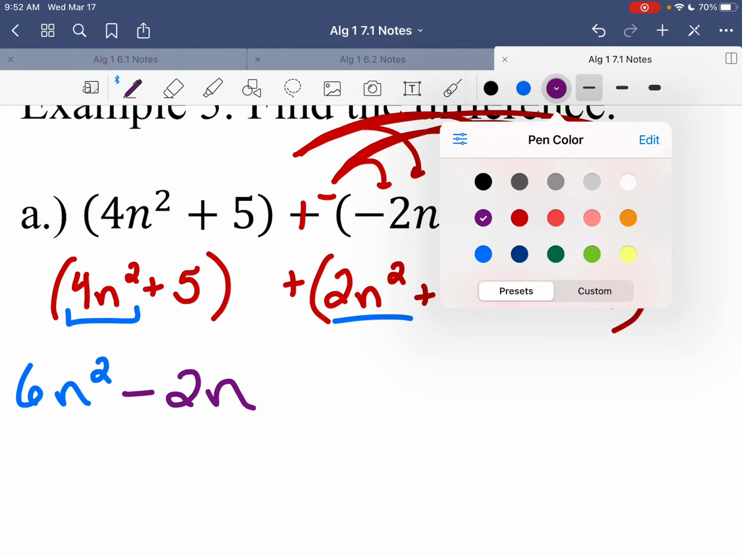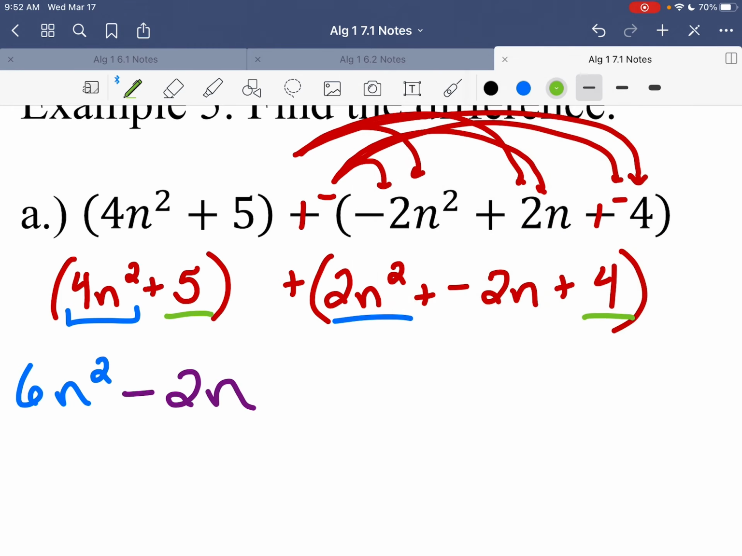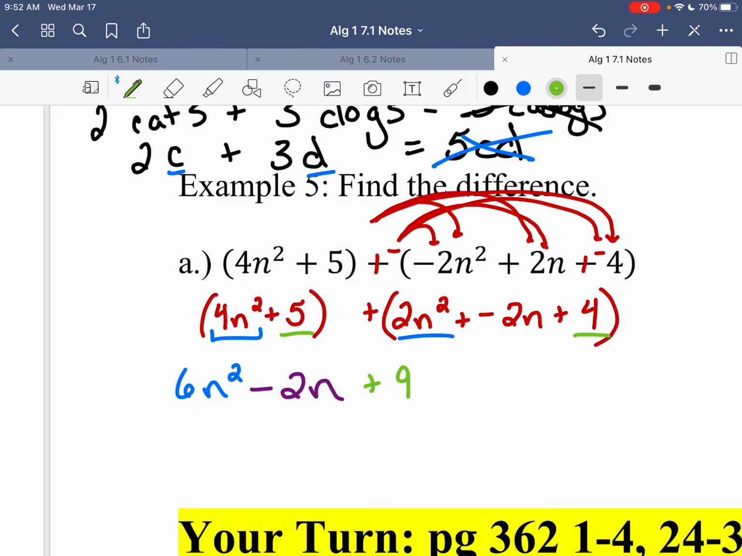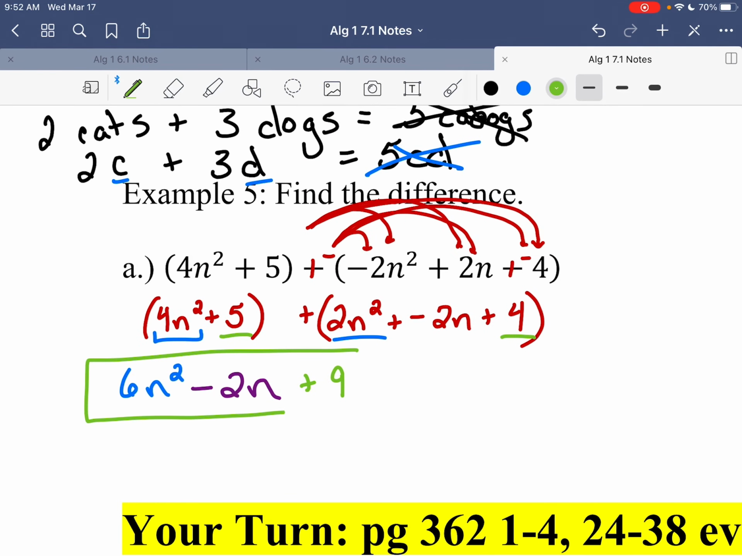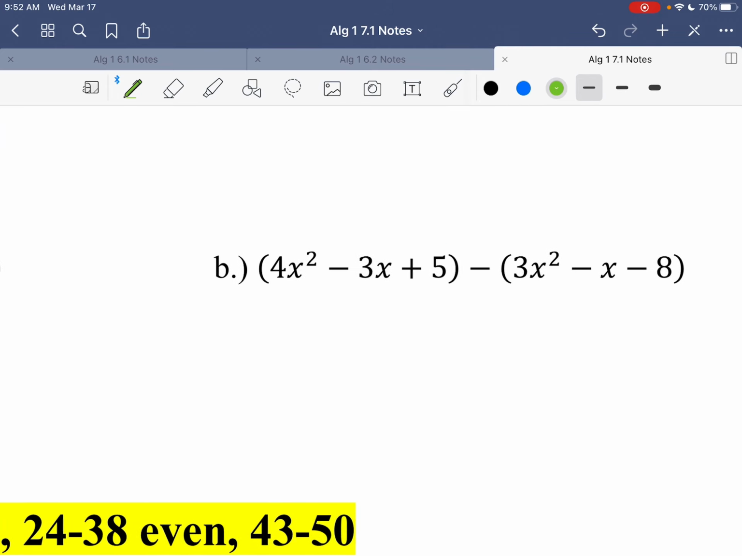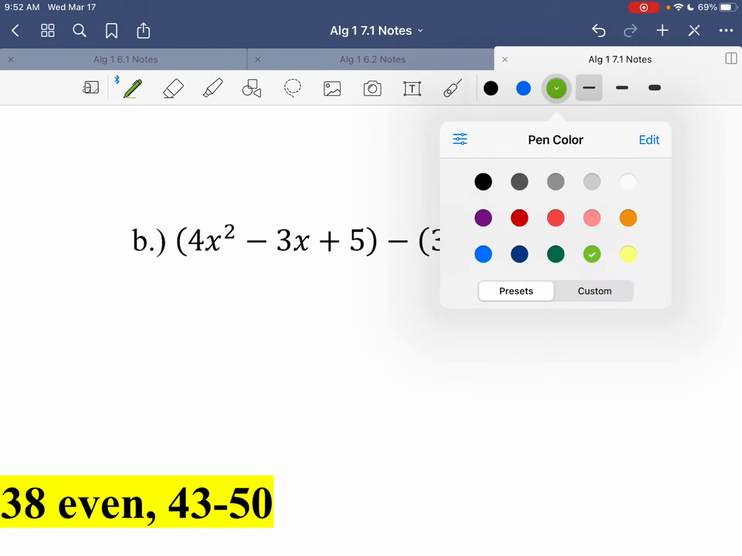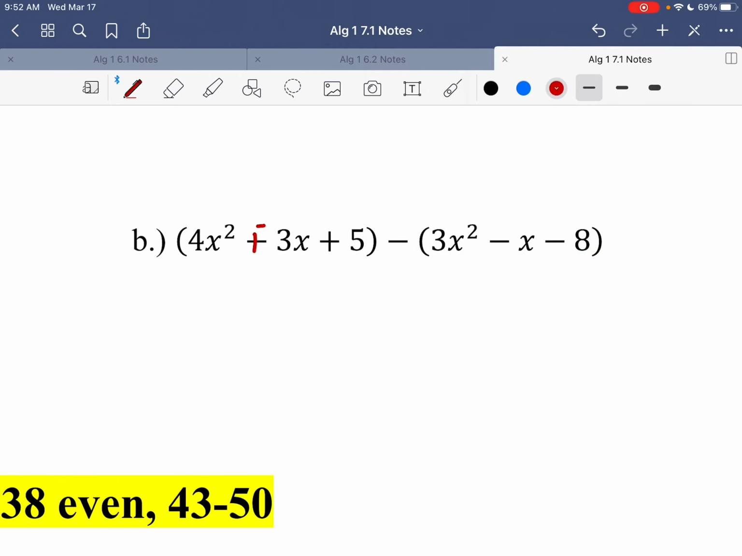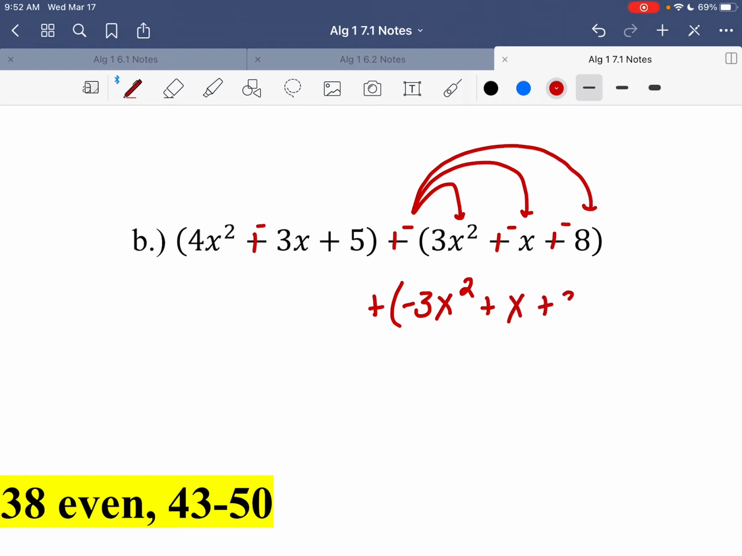And then now we have the number bit. We've got the plus 5, the plus 4, which gives me plus 9. So we have 6n minus 2n plus 9. So there's our difference. Again, I'm always starting with that first step. Okay, so my very first step is to rewrite all of these as plus negatives, plus negative, plus negative, plus negative. And then I'm going to apply this negative to each of those. So I'd have plus, and then I'm going to have negative 3x to the second, the negative of negative x, which is positive x, and then the negative of negative 8, which is positive 8.